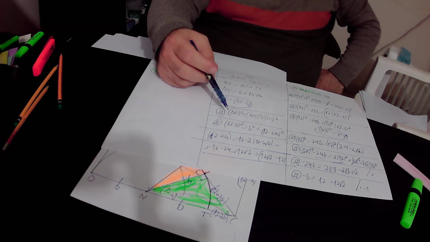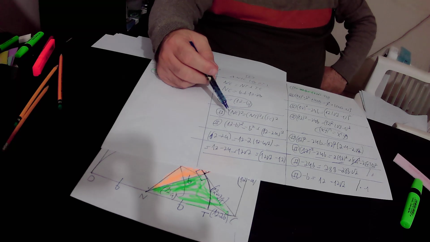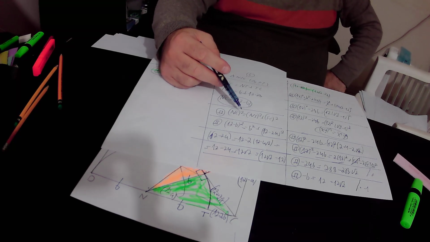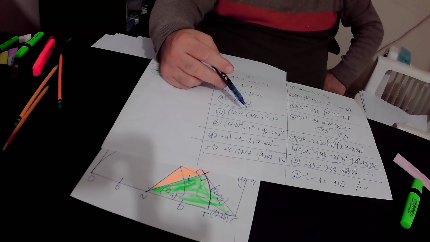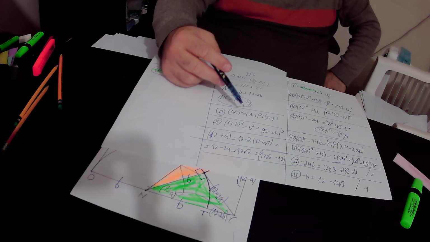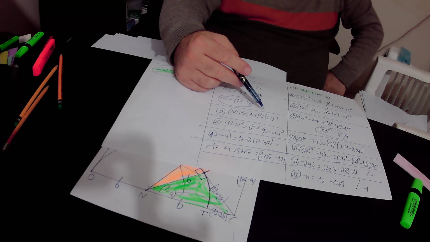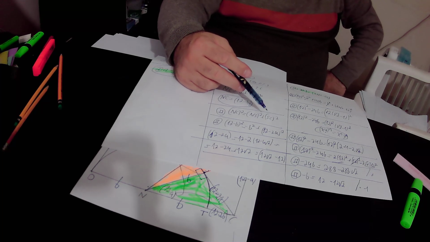NC equals 12 minus b, so NC squared will be equal to (12 minus b) squared, and it equals NS squared plus SC squared. NS is equal to b, so NS squared will be equal to b squared. SC equals 12 minus 2a, so SC squared will be equal to (12 minus 2a) squared.